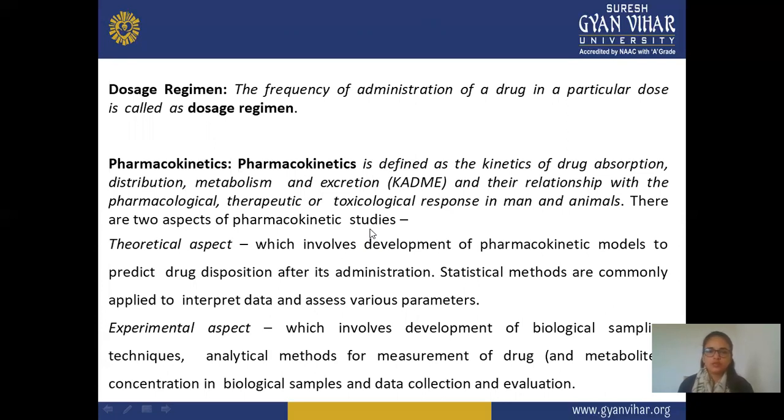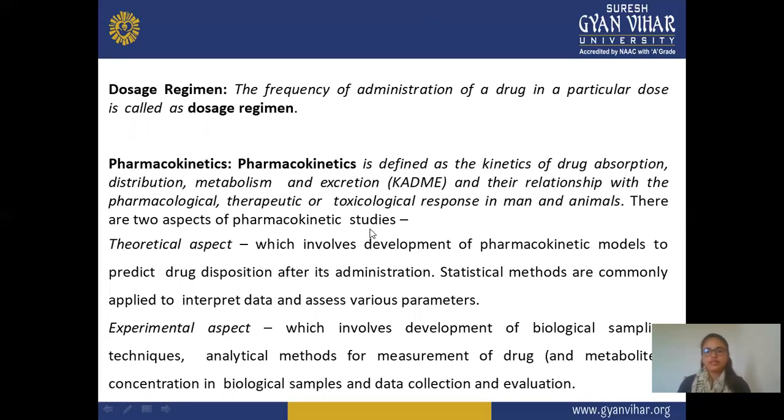In this, there are two aspects of pharmacokinetic study. One is the theoretical aspect, and the second is the experimental aspect. In the theoretical aspect, you use pharmacokinetic models to predict the drug disposition after its administration. Disposition mainly includes metabolism and excretion. In this you can see the disposition effect after administration of that particular drug.